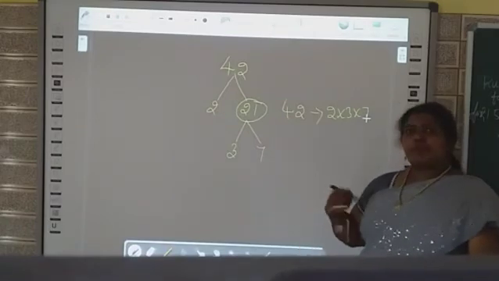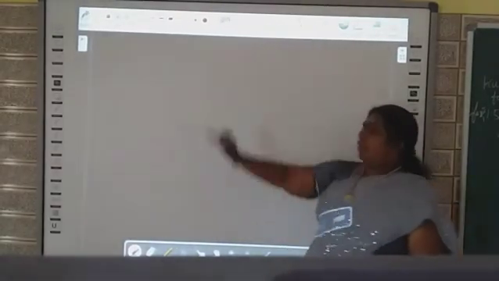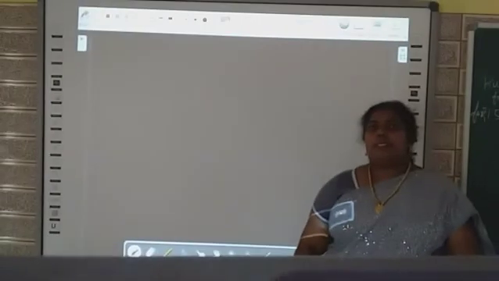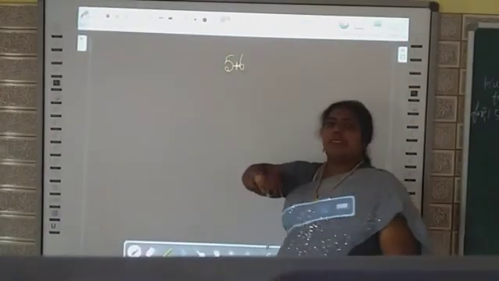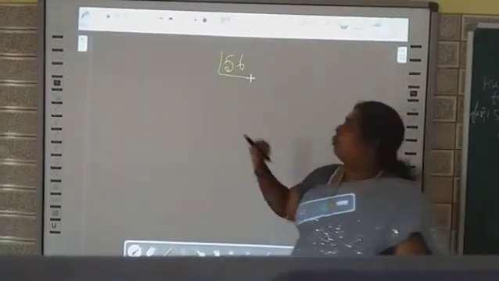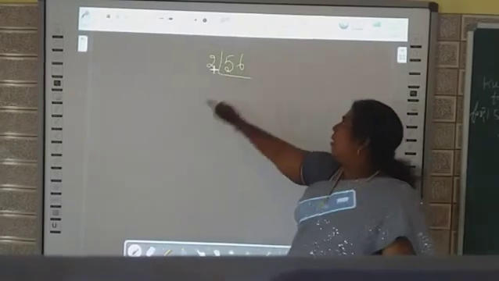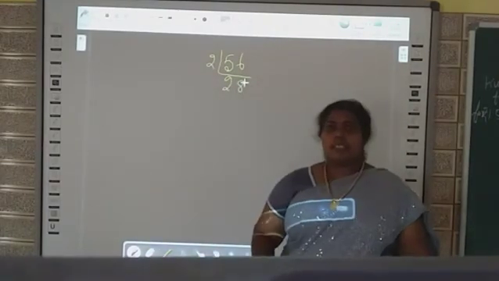Right. Next one is the short division method. How can we do it? See here, 56, prime factors. First prime number 2, use it here. Second table, 2 fours are 8, then 28. 14 times 2 is 28 will come. Right?